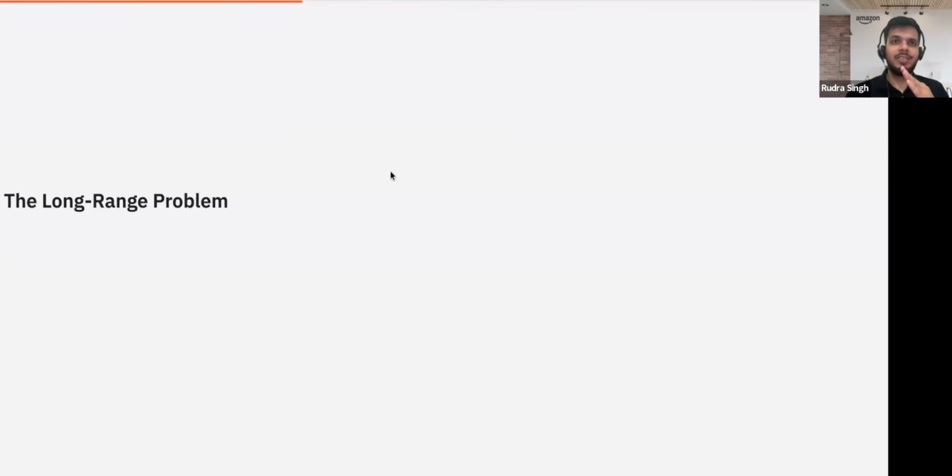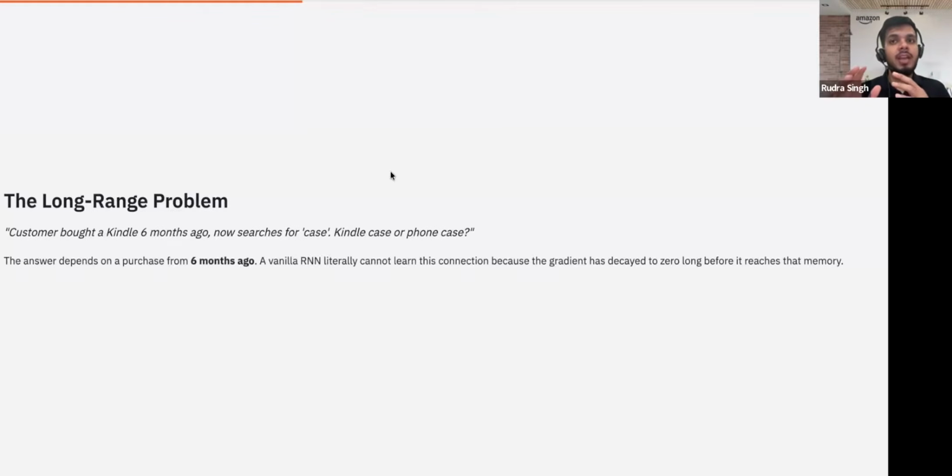So here's a real world example. A customer bought a Kindle 6 months ago, and now they search for the word case on our Amazon site. So the real problem is, should you recommend a Kindle case or a phone case? The answer entirely depends on something that happened hundreds of steps back in their history.